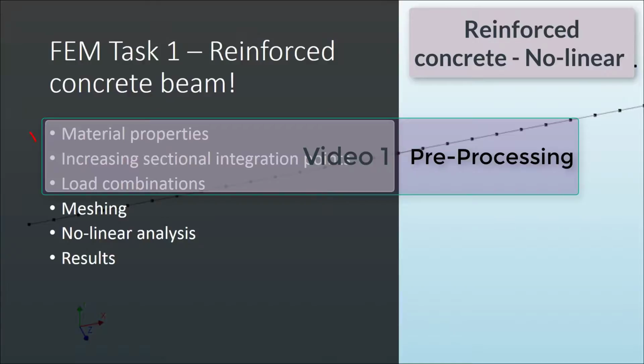In this video, we have seen first how to create the nonlinear material properties for concrete as well as for steel reinforcement. Then we increased the sectional integration points for the concrete cross-section. As we have nonlinear behavior now and we expect cracking, we need a better discretization of the cross-section. And then we defined the different load combinations, by means of which we are going to study the ultimate behavior of our beam.